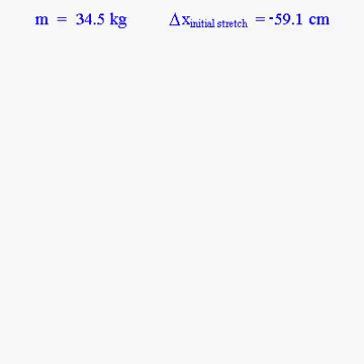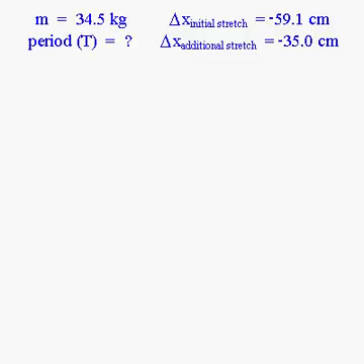She then uses her hand and pulls the mass downwards, stretching the spring an additional negative 35.0 centimeters. When she releases, the mass starts bobbing up and down. And the question is, what's the period of the mass's motion?